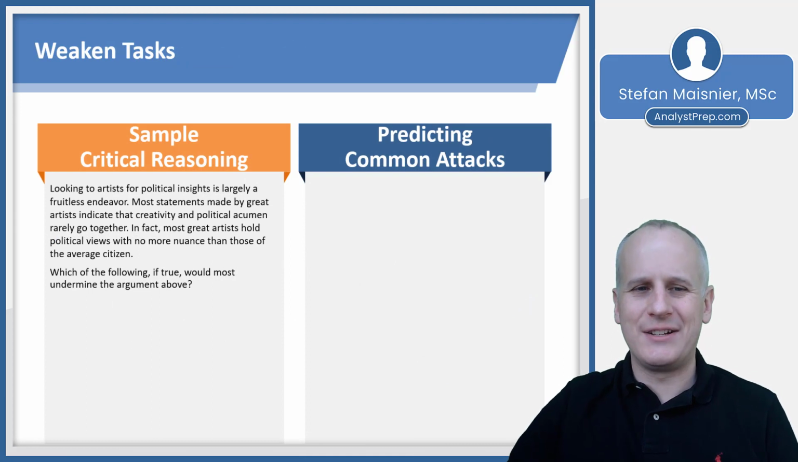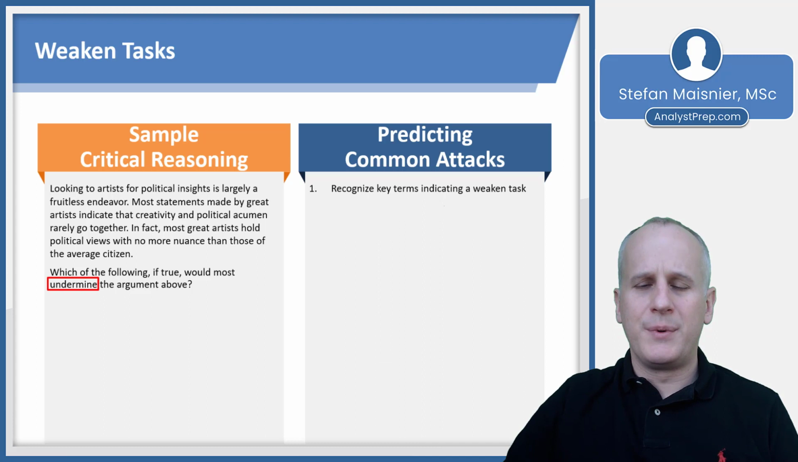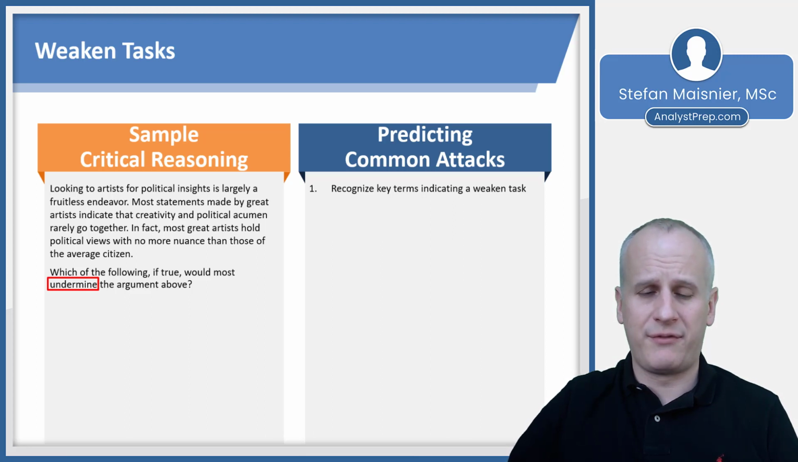So let's take a look at a sample weaken task. First, we need to recognize the key term indicating a weaken task. We always read the question stem first, and here we can already see highlighted the word undermine, indicating a weaken task. So which of the following, if true, would most undermine the argument above? I'm clearly being asked to weaken this argument.